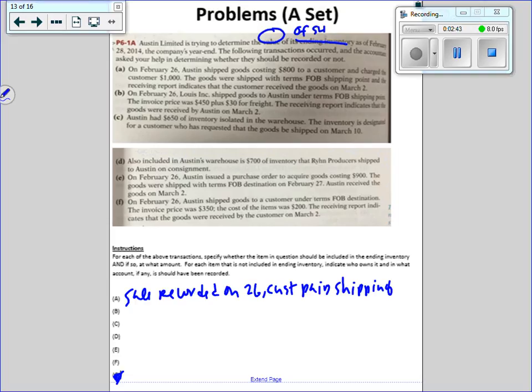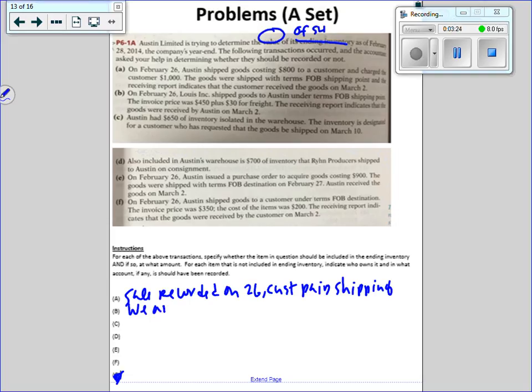On February 6th, Lewis shipped goods to us, Austin, under FOB shipping point. So who was it free for? Us or Lewis? Lewis. So the minute it left on the 26th, who owned it? We did. The invoice price was $450 plus the freight. The receiving report indicates that we got them on March 2nd. We still owned them on what day? The 26th.